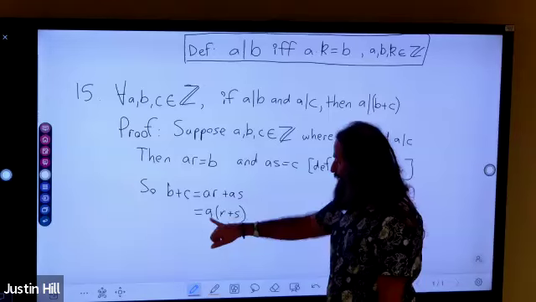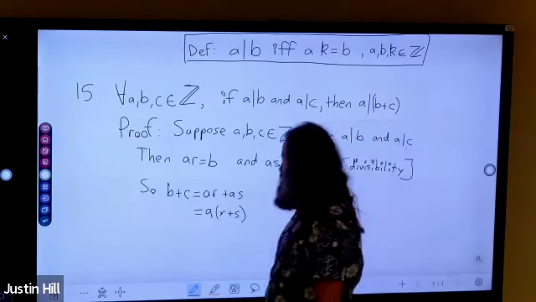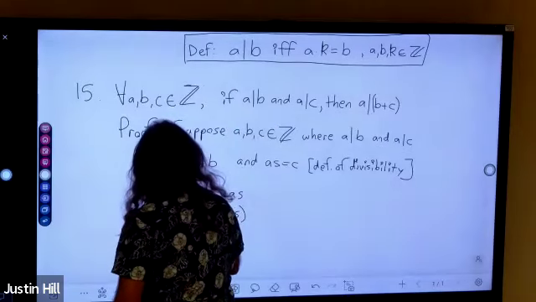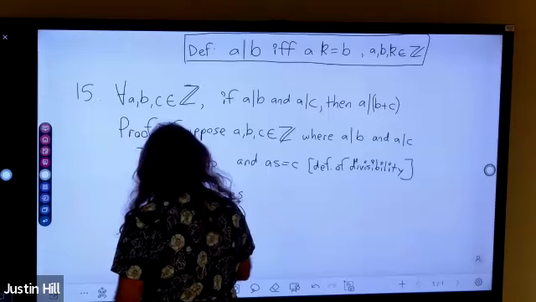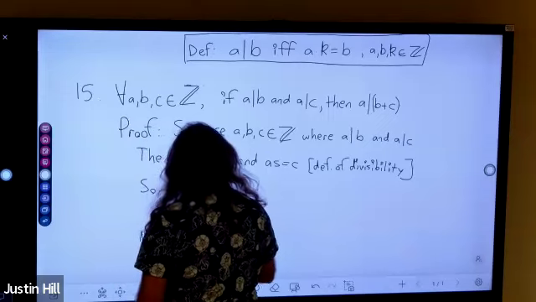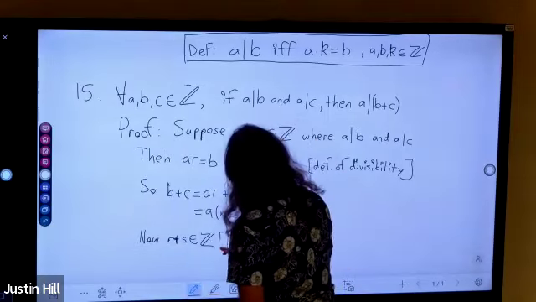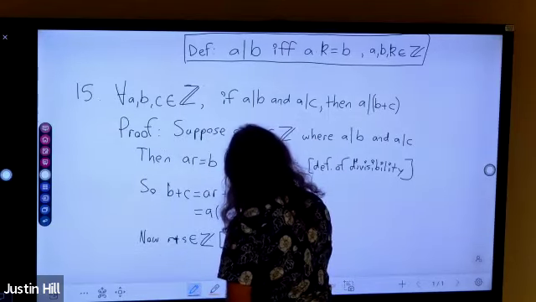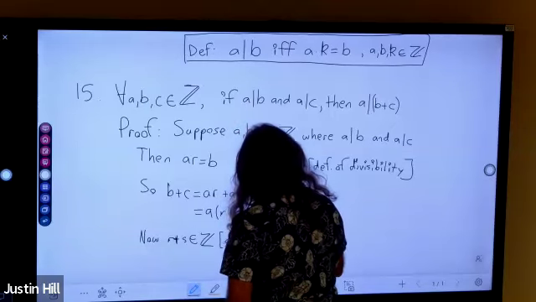And like I said, we have the form we want. We just need to show that r plus s is an integer. So now r plus s, oh man, this can't write well right now. r plus s is an integer because the sums of integers are integers, so I'll just say sums of integers there.